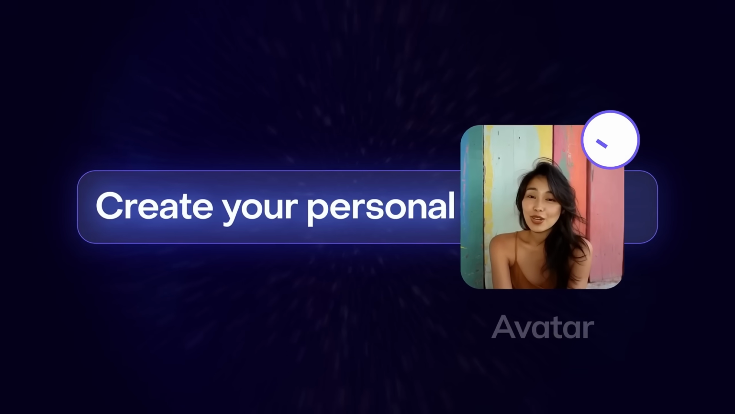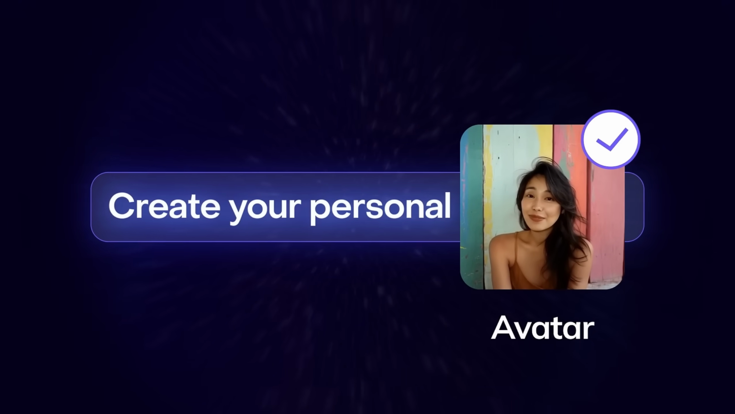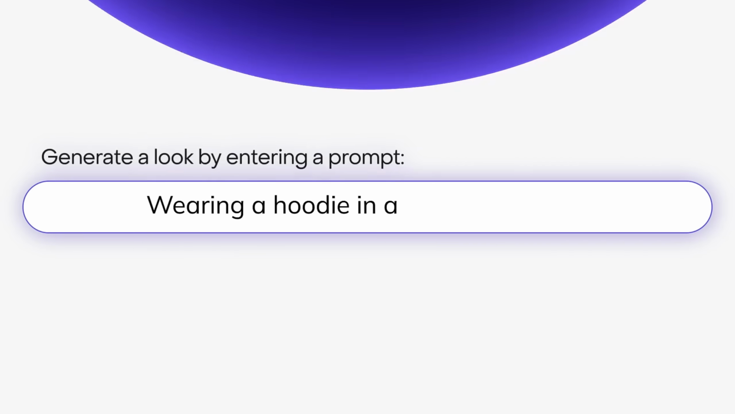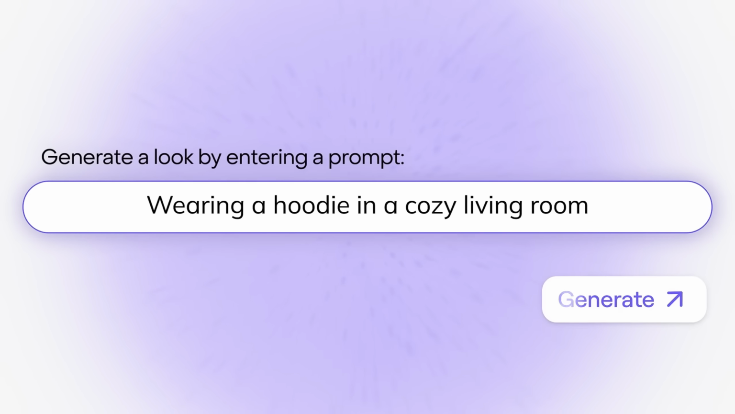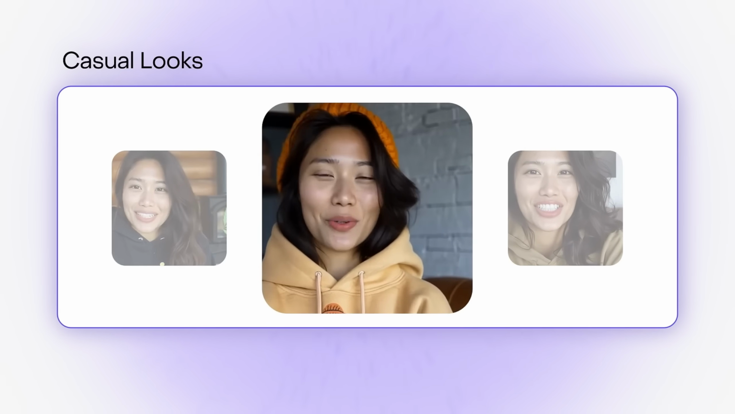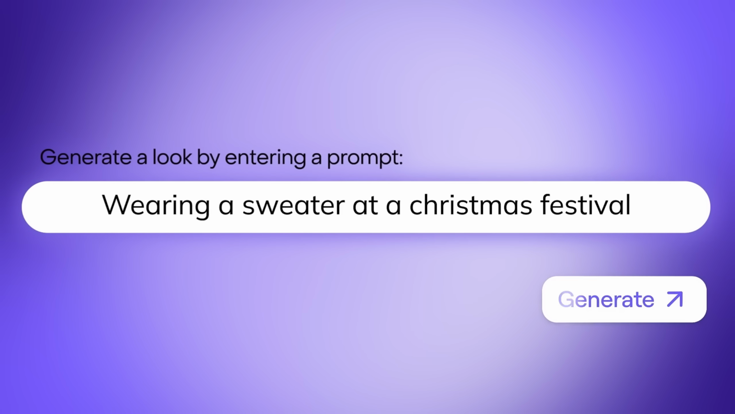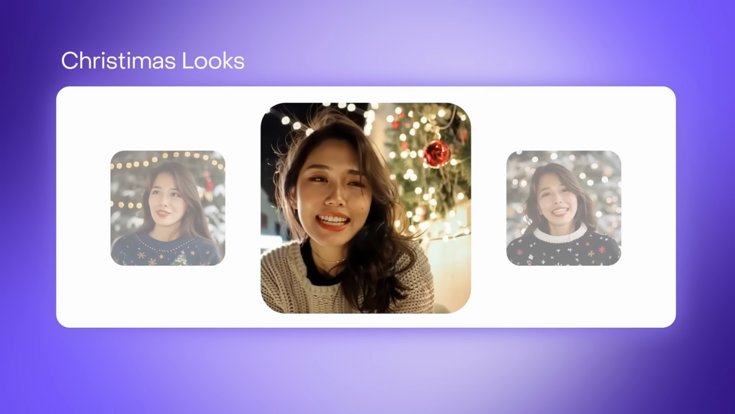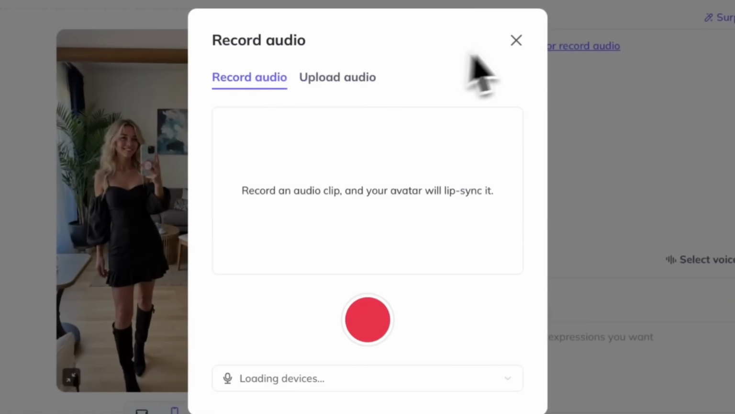You can also generate avatars from just a photo. Seriously, it's that simple. Once your avatar is ready, it's time to give them a script. This is where HeyGen's text-to-video feature shines. You can type your script directly into the text box, just like writing a text message. Be sure to keep your text clear and easy to understand, as HeyGen will sync your avatar's movements with the words you've typed. And if you already have a voiceover, you can upload it too.